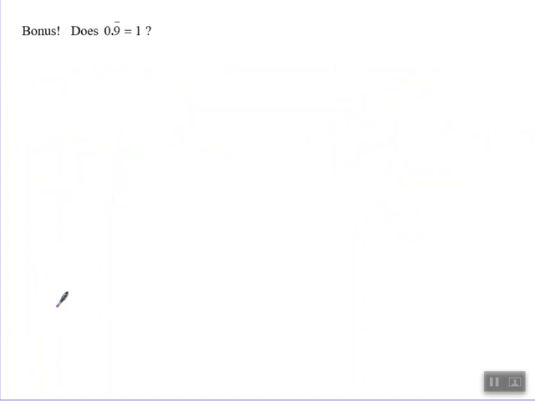Let's look at another proof to show that 0.9 repeating does in fact equal 1. So I'm going to let x equal 0.9 repeating. Then that means that 10x is equal to 9.9 repeating.